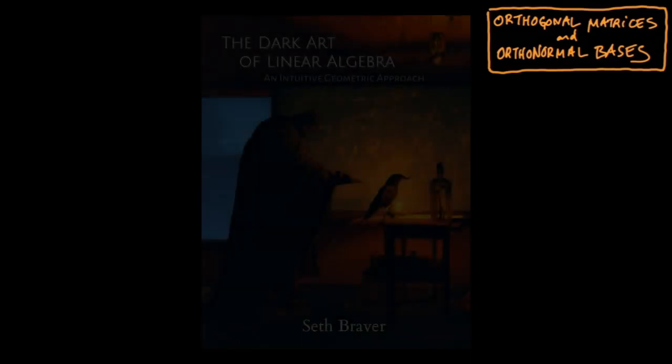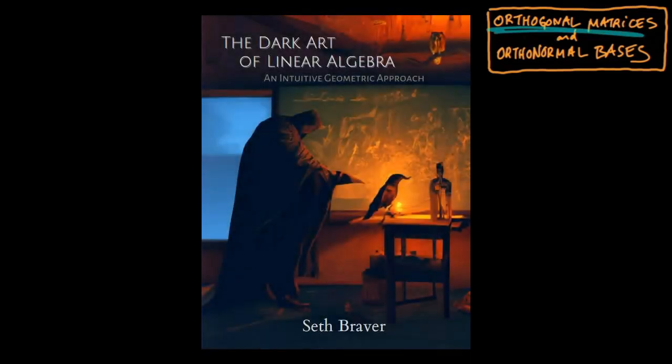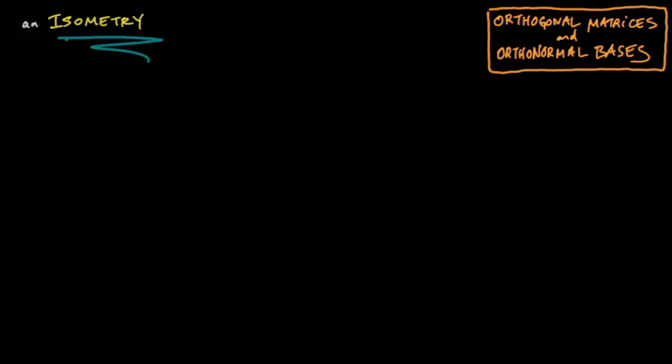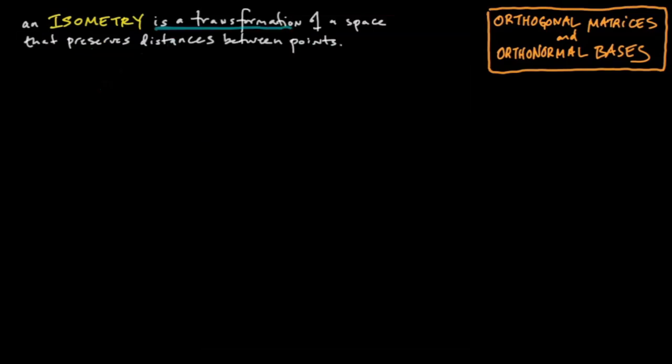And let's finish off Chapter 6 by discussing orthogonal matrices and orthonormal bases. To get to these concepts, I am going to take a back road through the country to enjoy the geometric scenery. If you are lucky enough to have had a decent course in geometry, you might be familiar with the notion of an isometry, which is a transformation of a space that preserves distances between points.